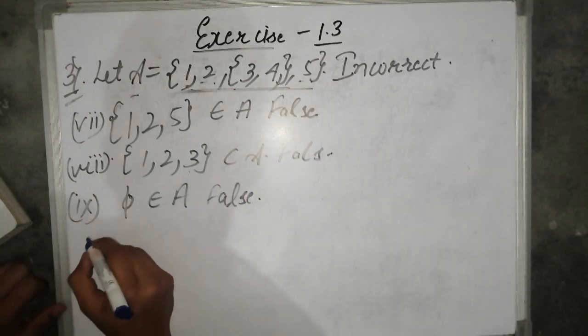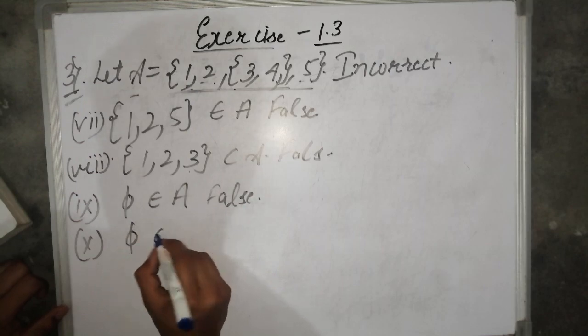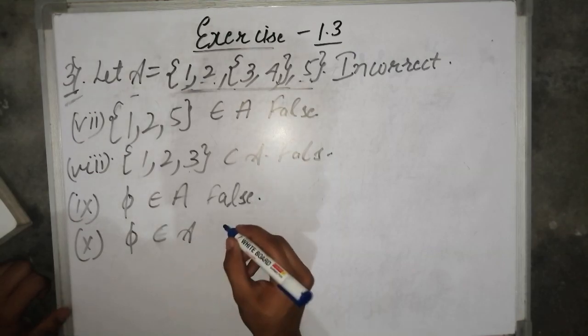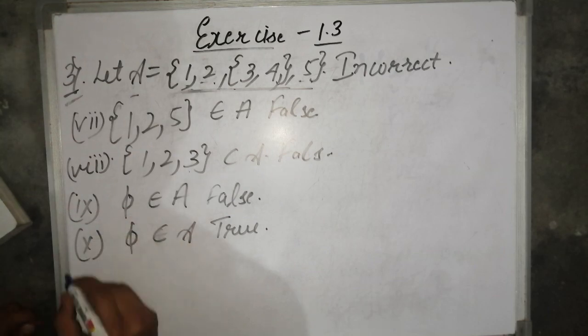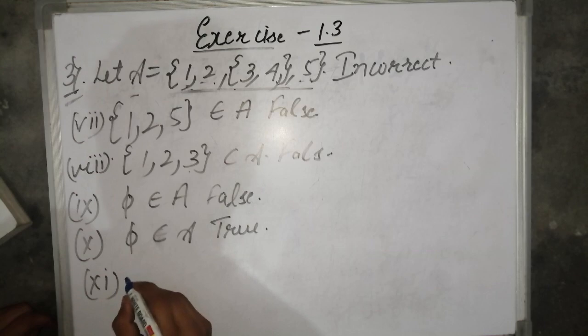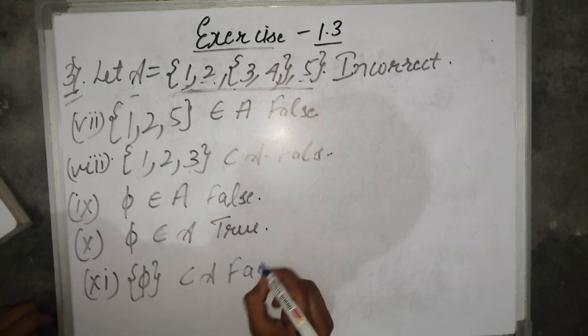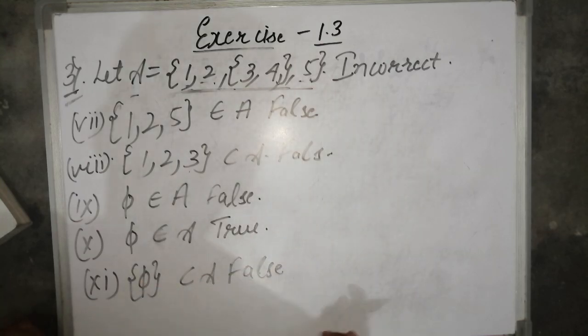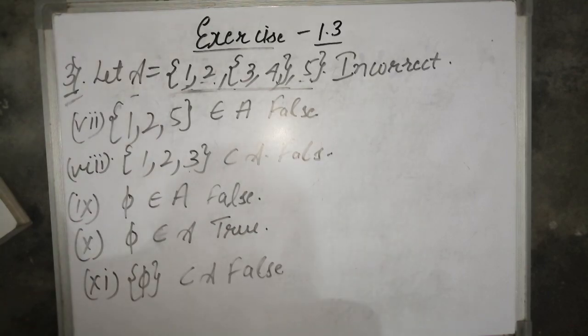Going to the 10th part, we have {5} is subset of A. Yes, {5} is a subset of A. It is true. This was what I explained in the ninth part, and the 11th and last part is 5 is subset of A. False, because 5 is never mentioned in these curly brackets. Okay, pause the video to note it down.